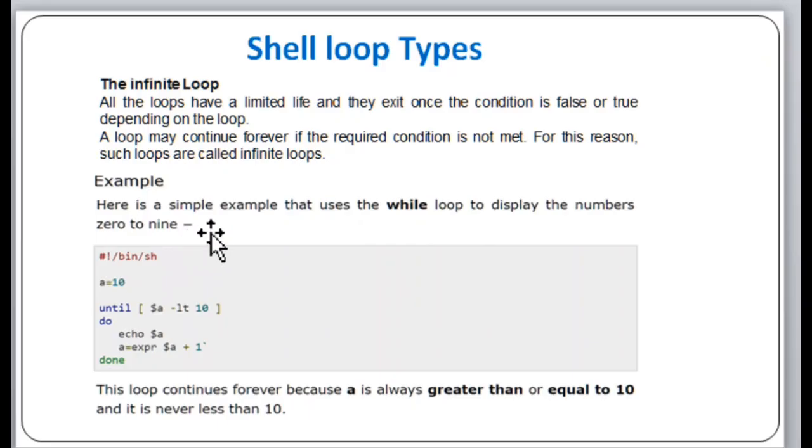So here's a simple example that uses the while loop to display the numbers 0 to 9. We have our hash bang, and we have this variable a equals 10. So until a is less than 10, do echo variable a. We set a equal to expression a plus 1. Done. This loop will continue forever because a is always greater than or equal to 10, and it's never less than 10. So this is never going to finish, right? Because it will never be less than 10. And this is an until loop. Remember, those go until it becomes true, and this will never be true.